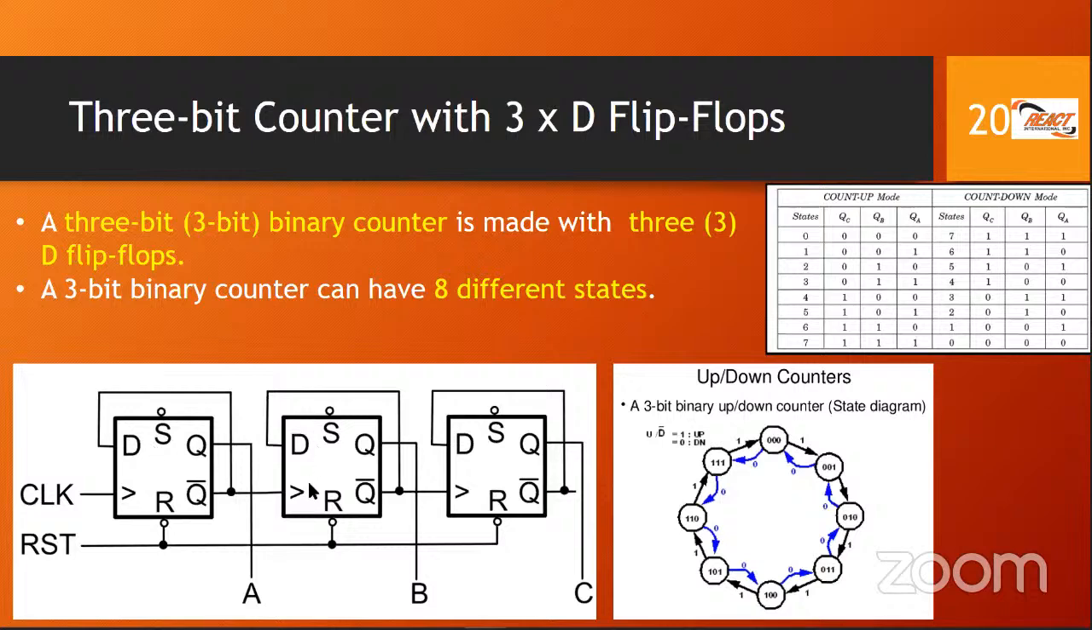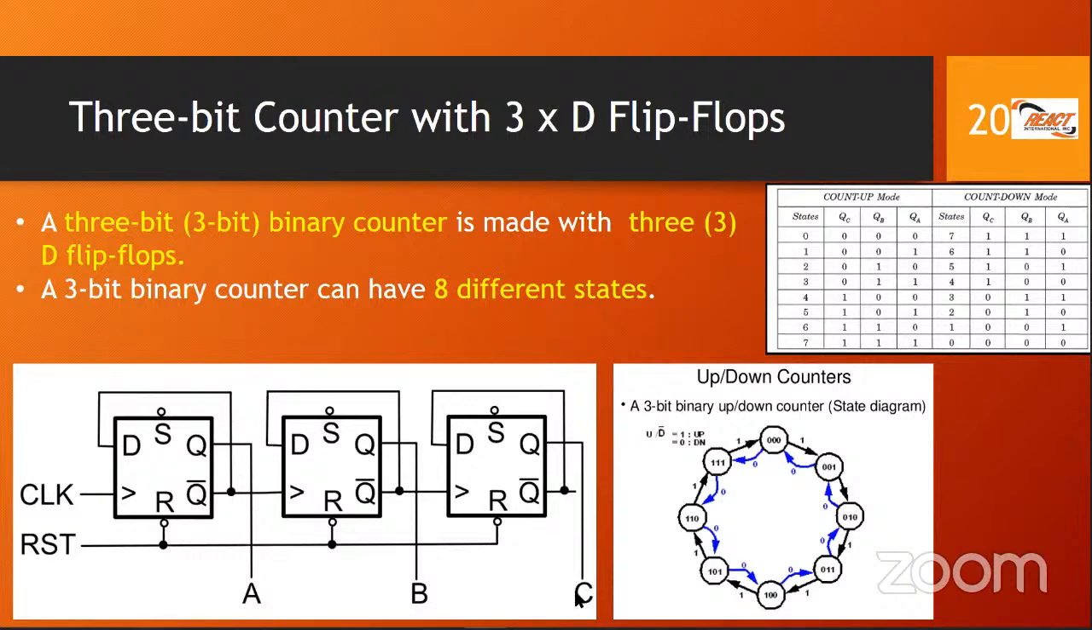Because a three-bit counter has three values, the A value, the B value, and the C value, which we could call QA, QB, and QC. These are the possible values. It could be 0 0 0. The next could be 0 0 1. Then 0 1 0, 0 1 1, 1 0 0, 1 0 1, 1 1 0, 1 1 1.